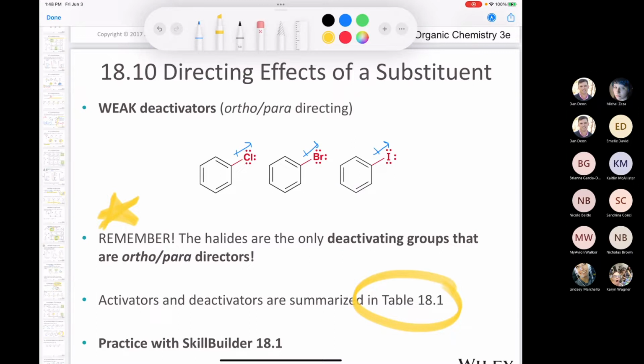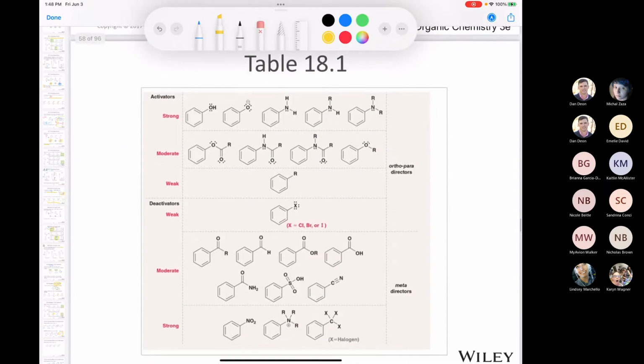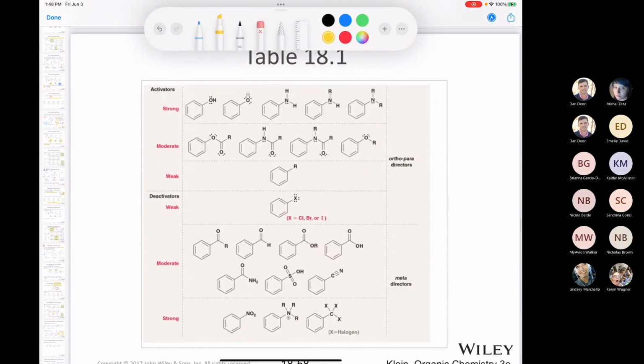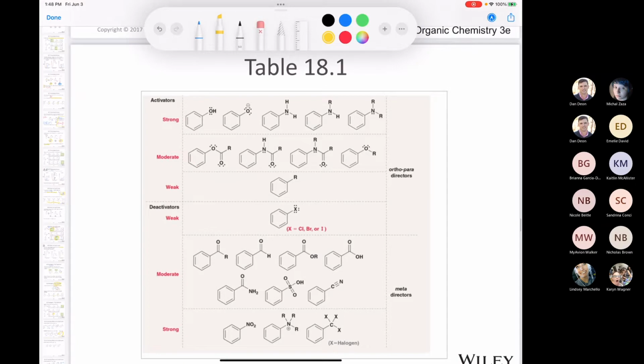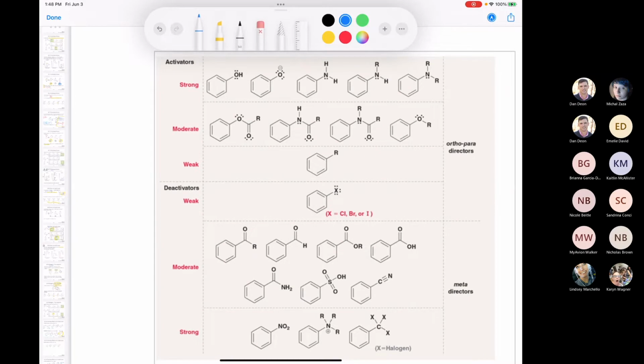Okay. Well, that covers all that. And here's the table. There it is, table 18.1. This is not a table you get to bring into the quiz or anything like that. All students have to become familiar with this. And you see it's kind of divided up into two main groups here. On the right-hand side, you've got the activators and the deactivators. You've got strong, medium, and weak, moderate, and strong. And we went over all those.